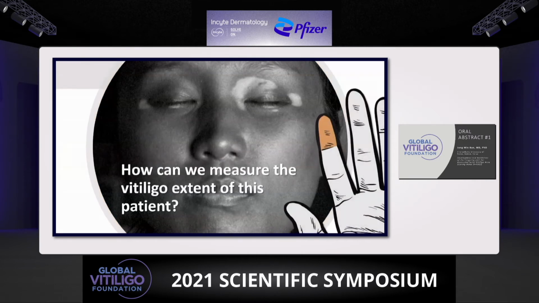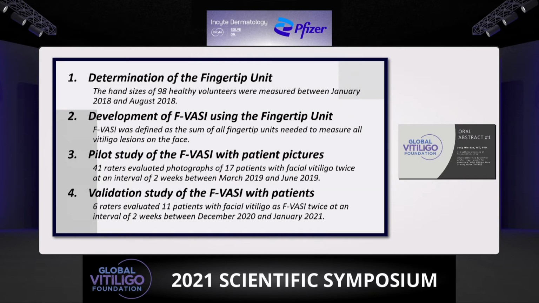What about using our fingertips for the evaluation? The fingertip unit is intuitive and easily understandable for both clinicians and patients. Here the study began. This is an overview of our study. The study was conducted in 4 stages: determination of the fingertip unit, development of facial VASI using the fingertip unit, pilot study of the facial VASI with patient pictures, and validation study with live patients.